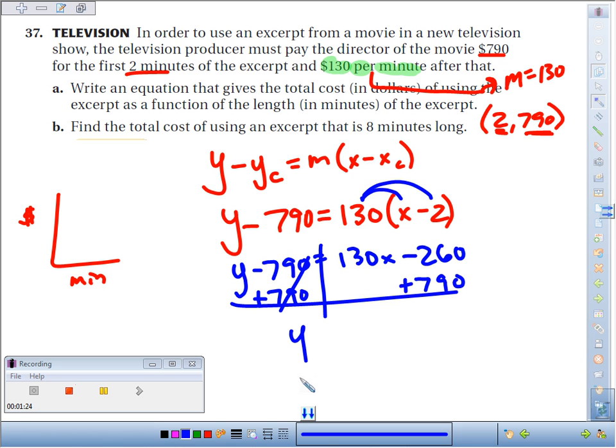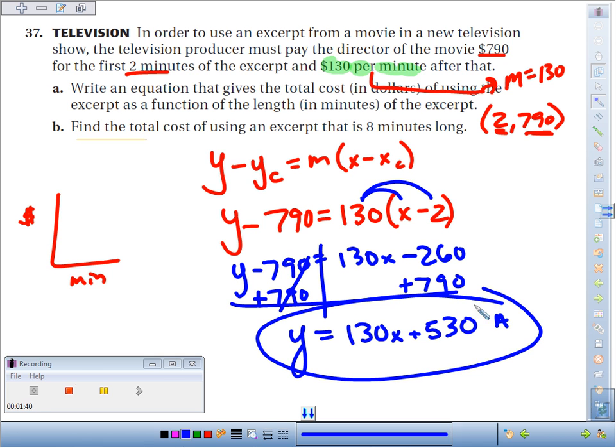So when you do that, now you've got the equation in slope intercept form. Y equals 130x, negative 260 plus 790, or another way of thinking about that, 790 minus 260. I think it ends up being plus 530. So there's part A. We came up with our equation.